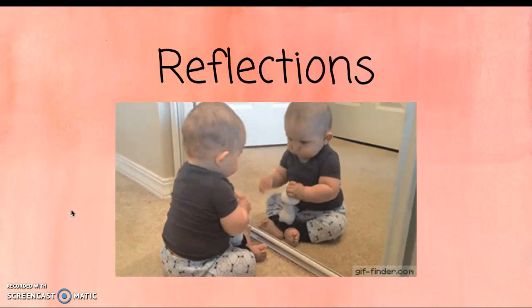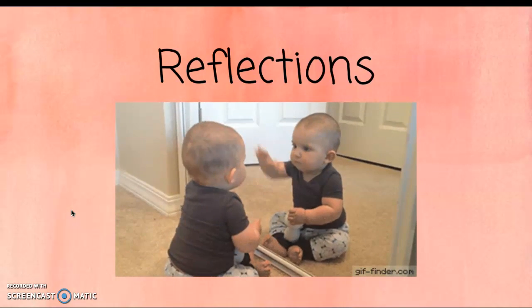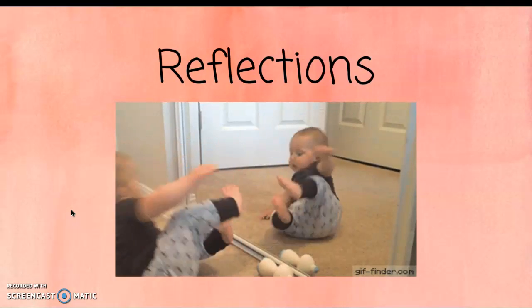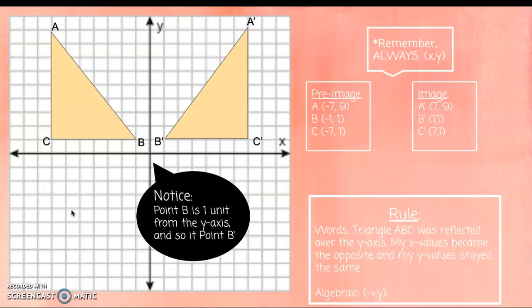All right, reflections. All right, so once again, remember always x, y. I'm going to talk about my pre-image here, triangle ABC, and my image, A prime, B prime, C prime.